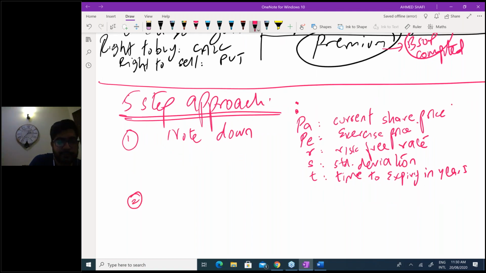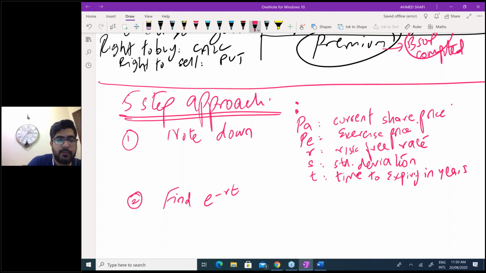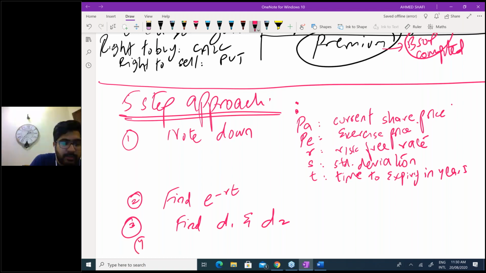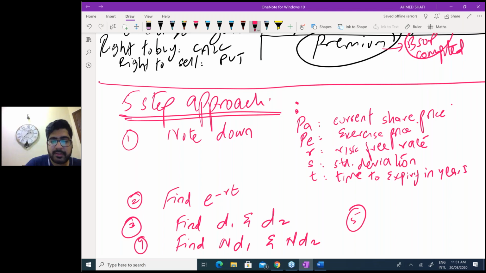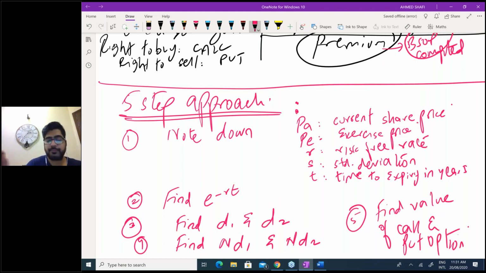Second, find the exponential value, power minus RT, okay? Then find the distribution values called D1 and D2, okay? Then from the normal distribution table, find N(D1) and N(D2), okay? And step 5, finally find the value of call and put option. Note this down, please.